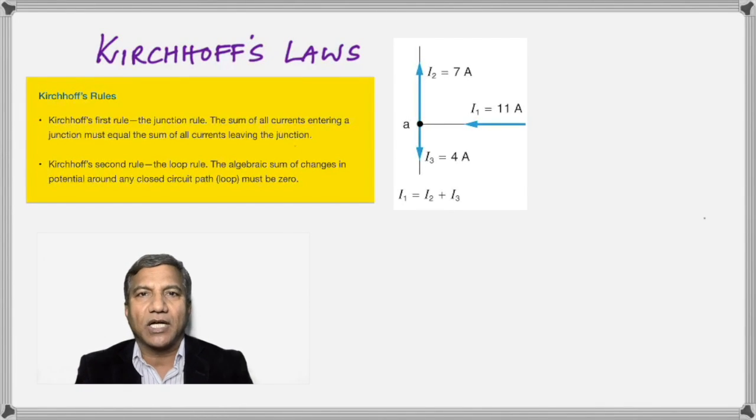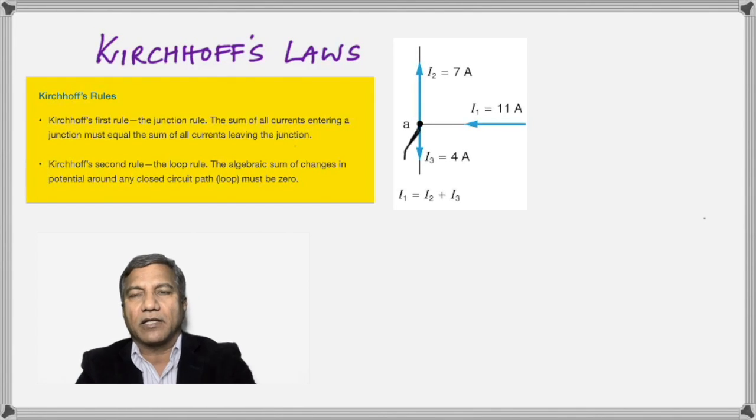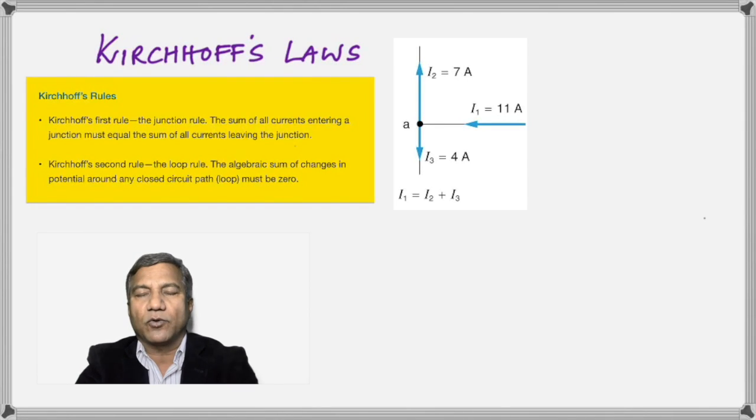And according to the junction rule, the sum of the currents at a junction must be equal to 0. So A is an electrical junction, and at this junction you can see there are currents coming in and there are currents that are flowing out. So I1 is flowing into the junction, I2 and I3 are flowing away from the junction. And so if you take the sum of these currents, you must get 0.